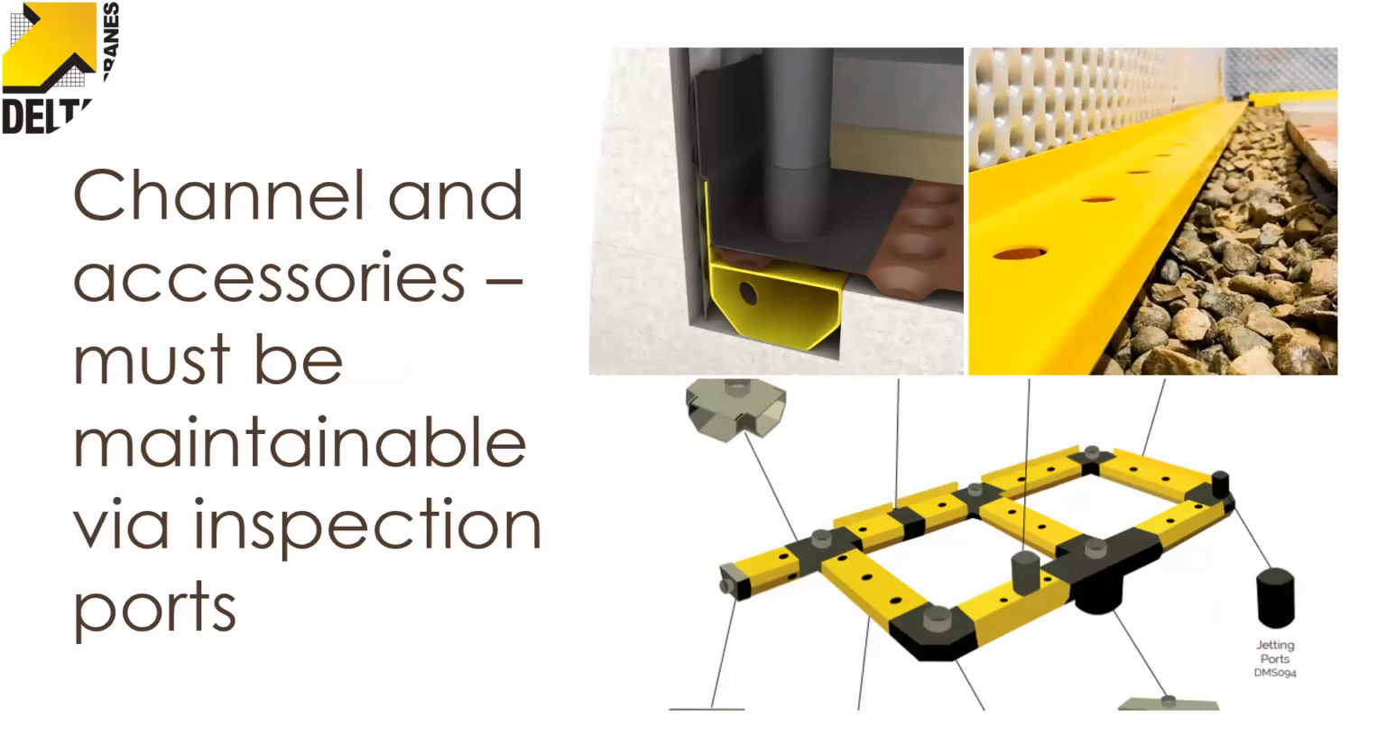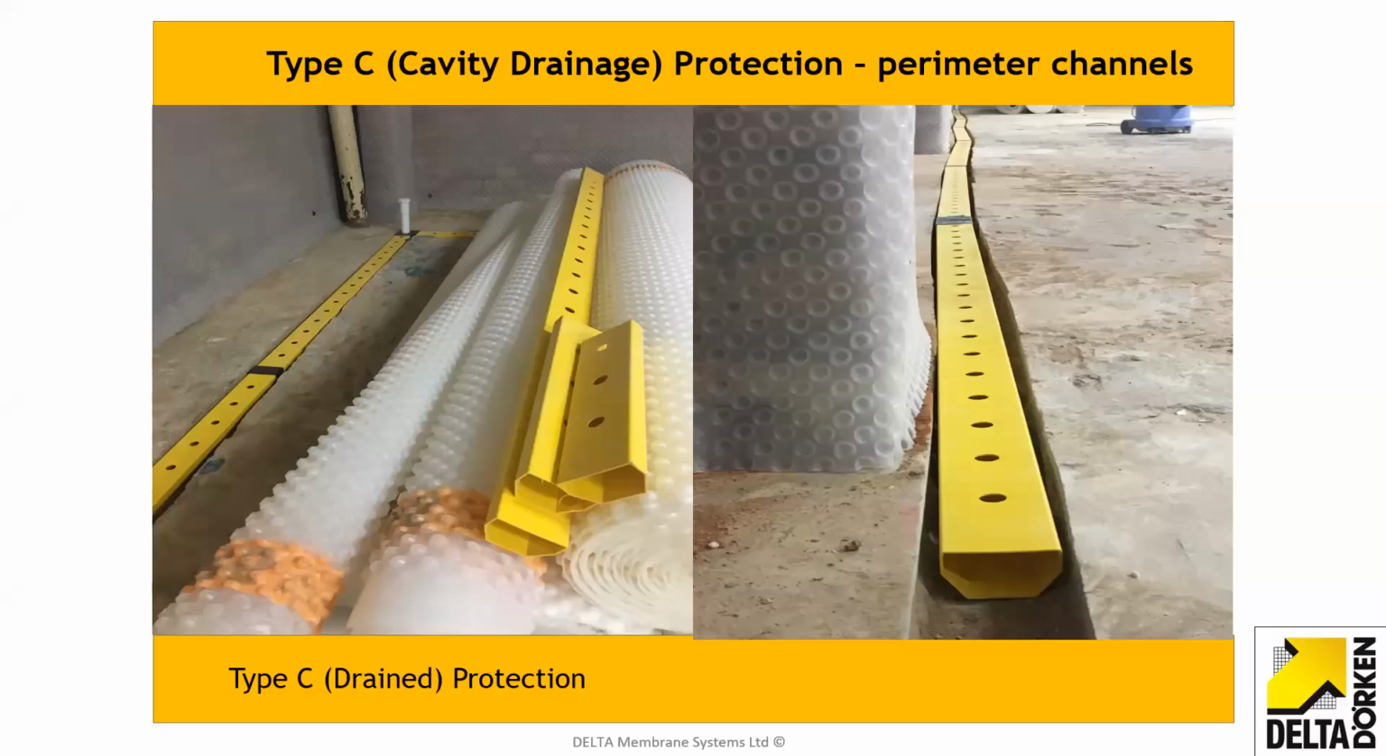These are the drainage channels that are part of a cavity drainage system, a type C system, and we can see here that you've got inspection ports, okay, so that they can be accessed, inspected once a year and flushed out if necessary. So it's a maintainable drainage system linked with a sump and pump, or with a gravity drainage outlet above ground if there's a house into a hillside, that kind of thing. So these are all perimeter channels and cavity drainage membranes.